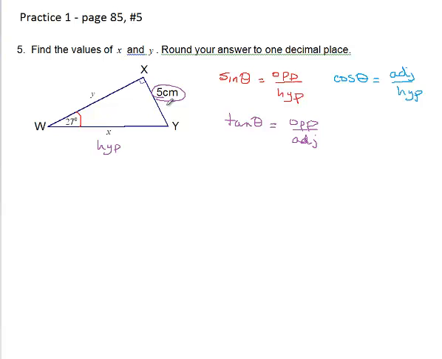So the 5 centimeters you see there is opposite, so I'll label that one as opposite. Leaving Y, or the side WX, to be the adjacent side, which I'll abbreviate ADJ.